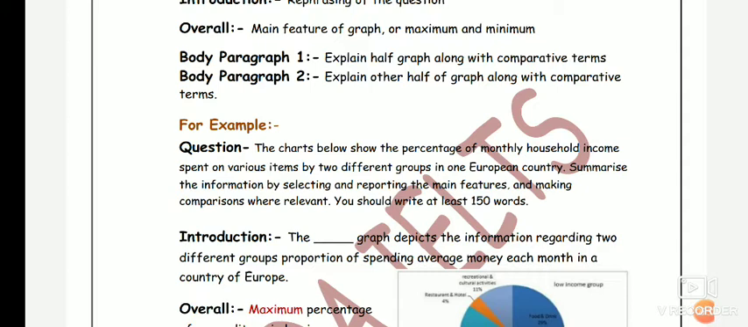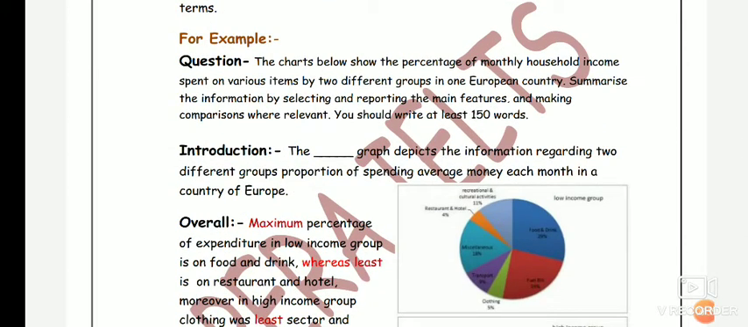And now according to the pattern, you can see the first one is the introduction, and you can write like this: the pie graph depicts the information regarding two different groups' proportion of spending average money each month in a country of Europe. So it is the same meaning which I can understand from the question and also from the introduction. The only difference is that I have converted it into active and passive form, or changed the sentence a little bit. So it is a kind of rephrasing. So this is the only thing in the introduction.